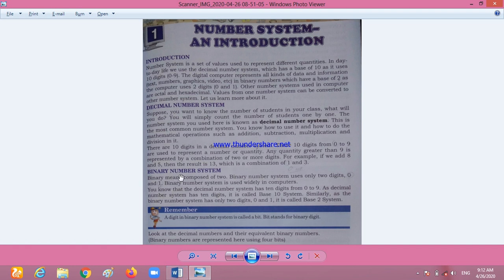The binary number system, most important, which is why we are here. Binary means composed of two. The binary number system uses only two digits, 0 and 1. The binary number system is widely used in computers. We already know, and every time we say, that the computer runs only on two numbers, 0 and 1. 0 means off and 1 means on. These numbers are known as binary numbers.